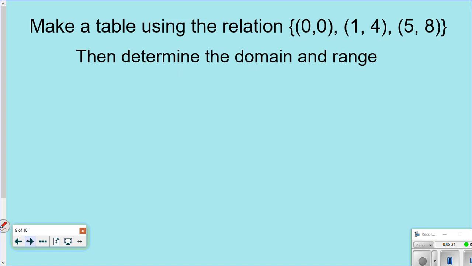Okay, so here's an example. It says make a table using the relation. It's up on top. There's 3 points up there. Determine the domain and range. Why don't you go ahead and try that right now? Pause me and then try it on your own piece of paper.